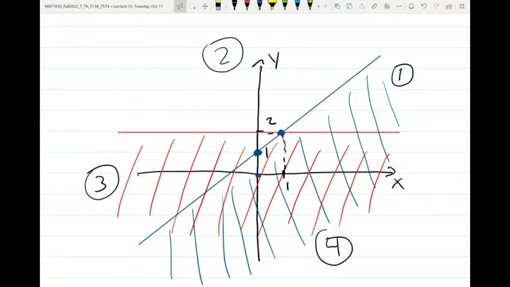So what do you tell me? Which one is the solution to the problem? In other words, where do the two regions meet? 1, 4. Let's see. In region 1, I see blue shading. Do you see red shading in region 1?